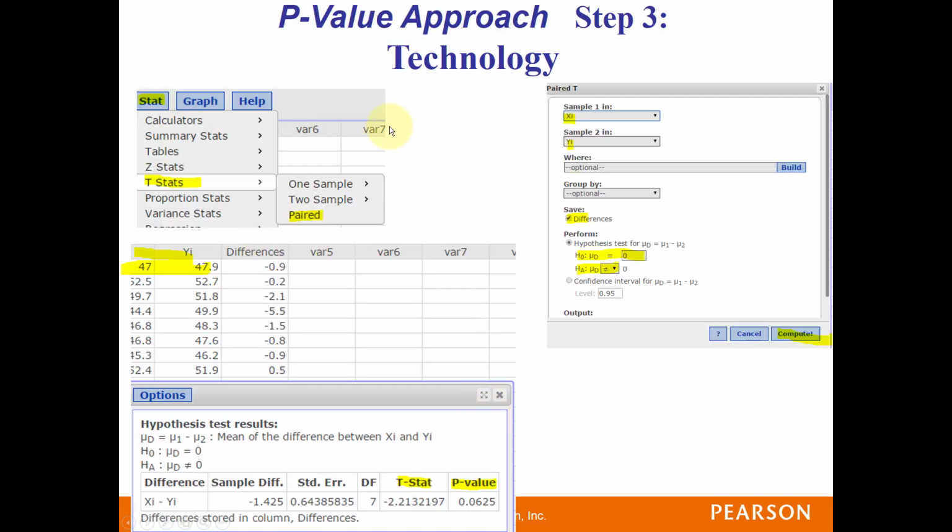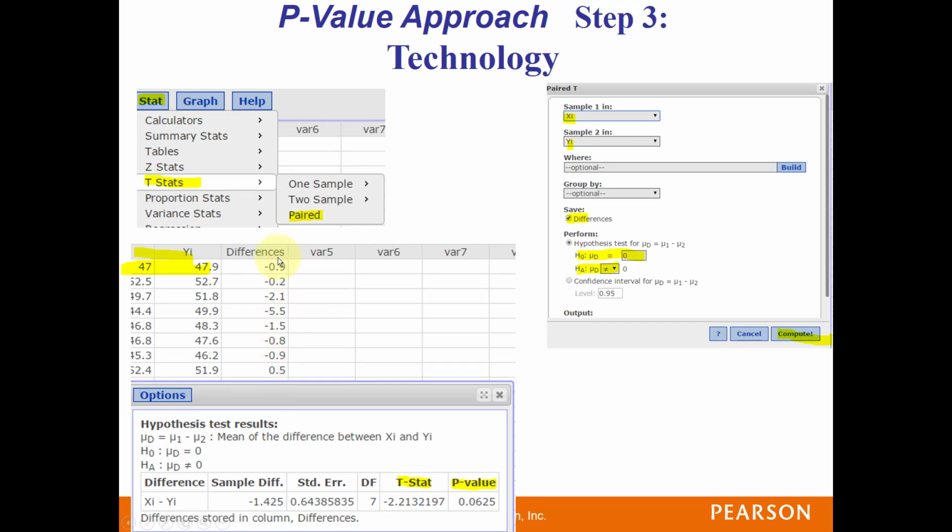On StatCrunch, you go to T-stats paired. This is very special. You tell it where your X values are. You tell it where the Y values are. You click Save Differences right here. That's important. Click Save Differences. Set up your null and alternative hypotheses. This will always be 0, and there's 3 ways to do this. And then do compute. Now let's go back to the saving differences. When you save differences and hit compute, it'll automatically fill this in right here.